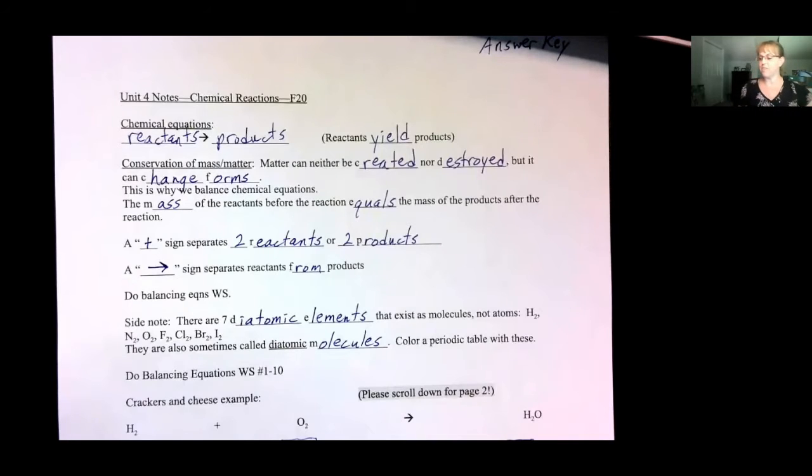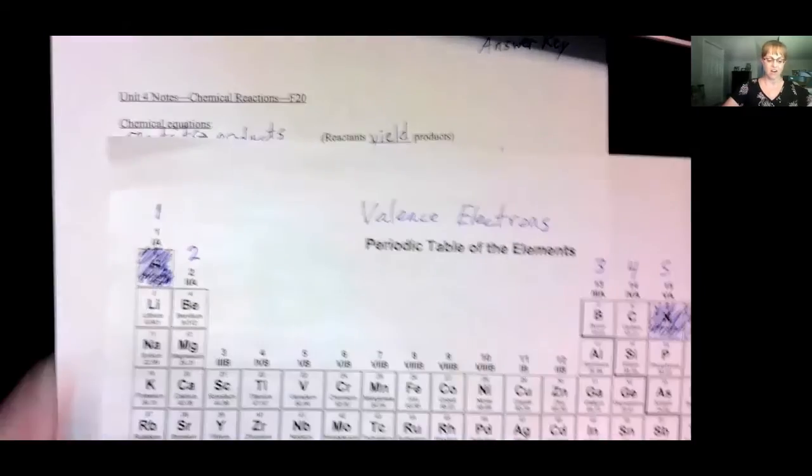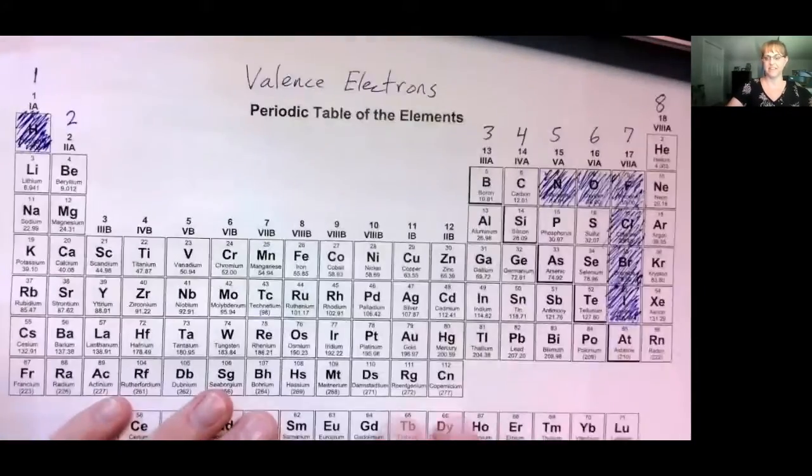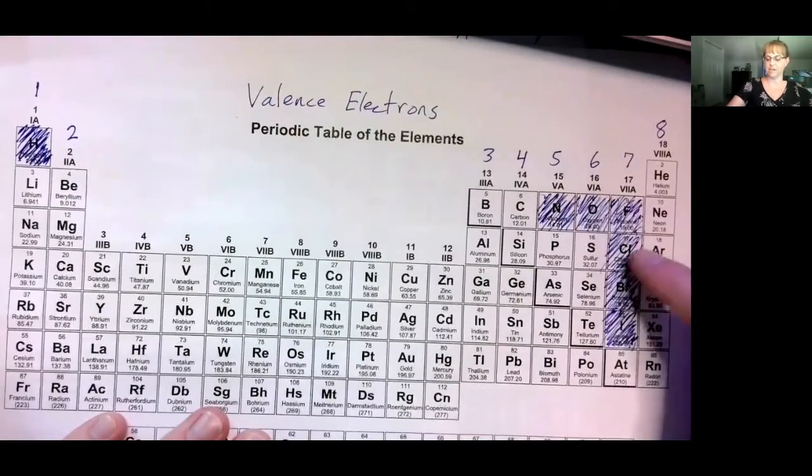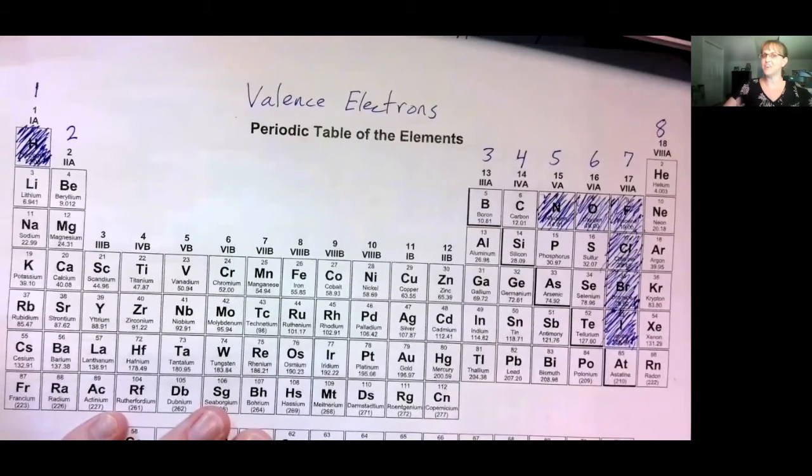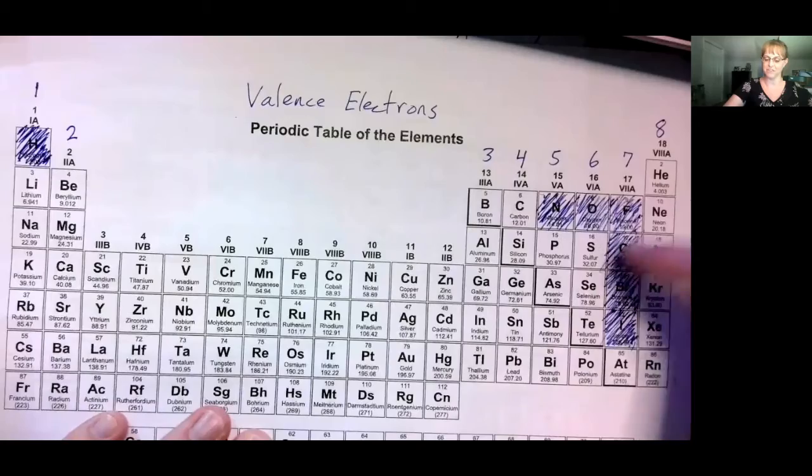Another thing that you will need to know about is that there are 7 diatomic elements that exist as molecules rather than atoms. There are 7 elements on the periodic table that never exist as one single atom. They are hydrogen, nitrogen, oxygen, fluorine, chlorine, bromine, iodine. Notice there's 7 of them, and look, they make a 7 on the periodic table.